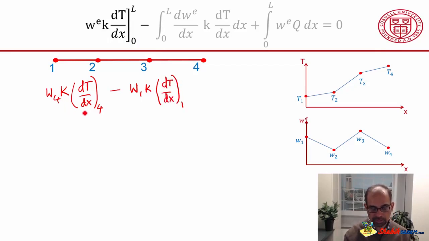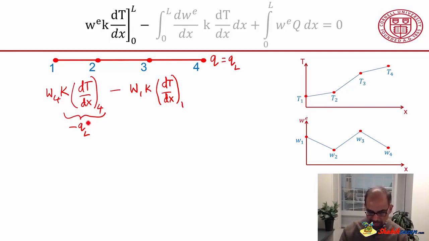Let's take a look at this term here. This is related to the flux boundary condition at the right boundary. If you recall, we say that the flux at the right boundary is given and equal to some value. And that's related to here. In fact, that's just going to be minus k times dT/dx, which is qL, from Fourier's law.